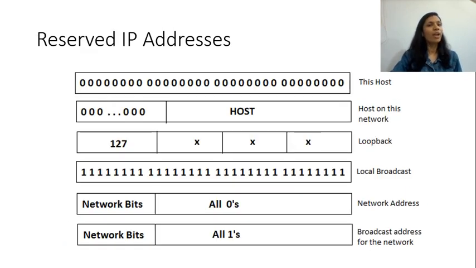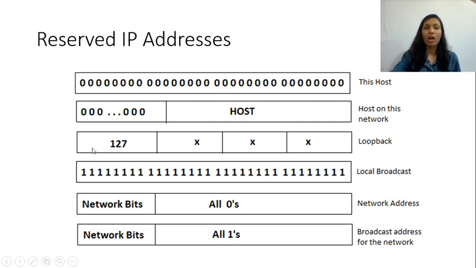Next, let us take a look at the reserved IP addresses. Some of the IP addresses are reserved for some special purposes. Like for instance, the all zero IP address is reserved for this host. If you have the network bits as zeros and the host bits having some value, that is reserved to represent a host on your current network, that is, a host on this network.